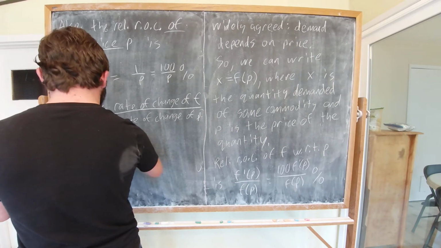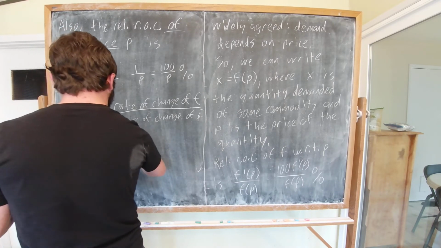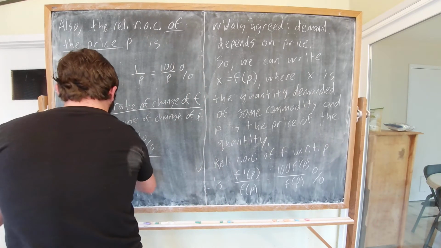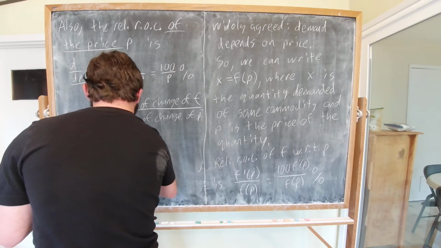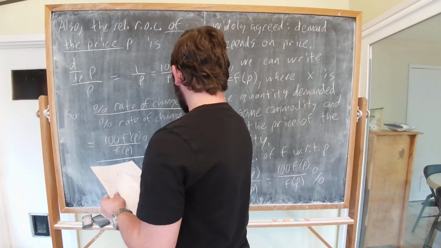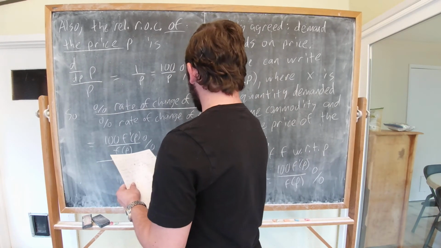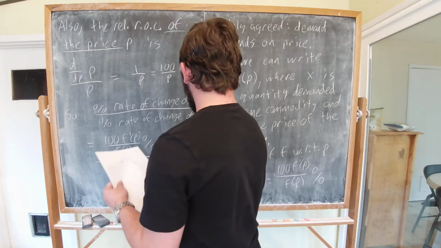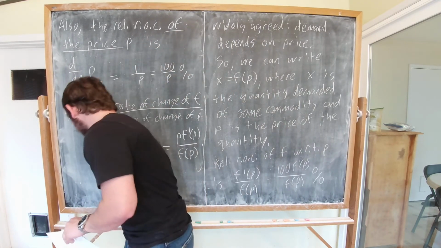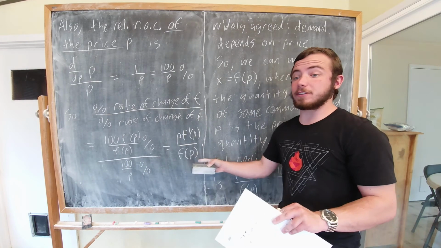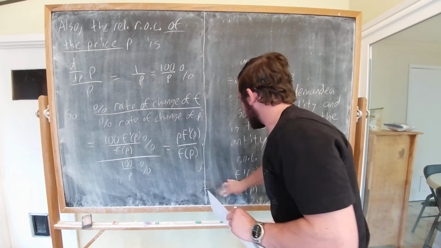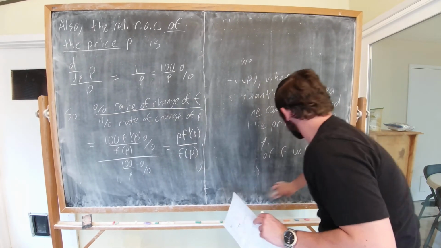100 F prime of P divided by F of P percent over 100 over P percent. Do all the arithmetic canceling out, and you get P times F prime of P divided by F of P. So this is very close to our definition of the elasticity of demand. We're going to put one extra term in there, and we'll see why.